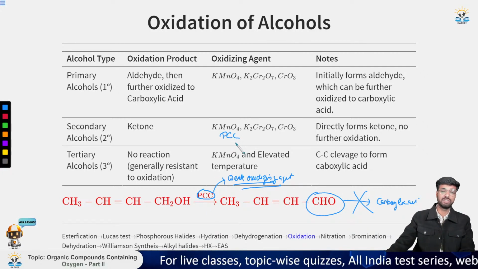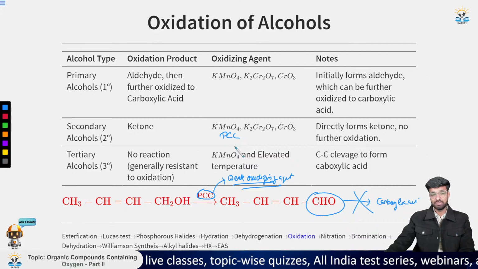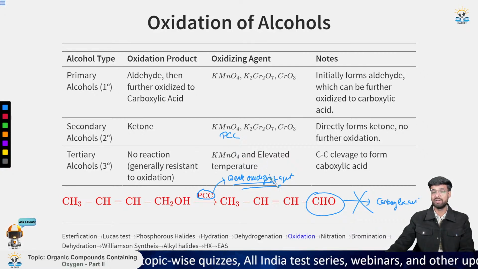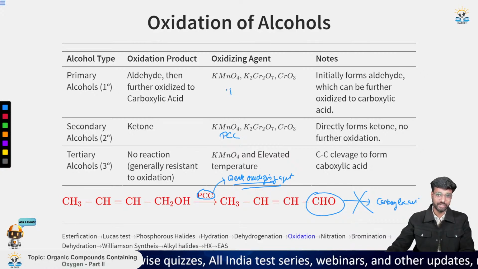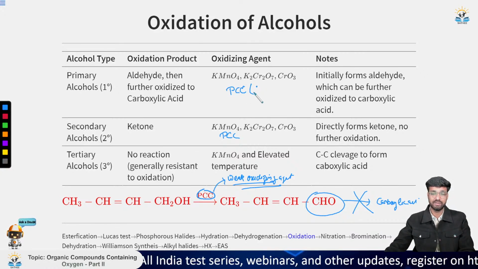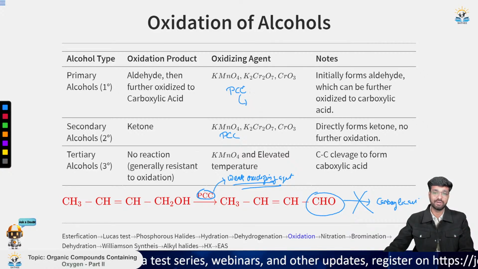Okay, so this is used for the conversion of alcohol into ketone also, secondary alcohol, but it cannot be used here since it is a mild oxidizing agent. So you can add PCC here, but the thing to be noticed is that it converts into aldehyde only.